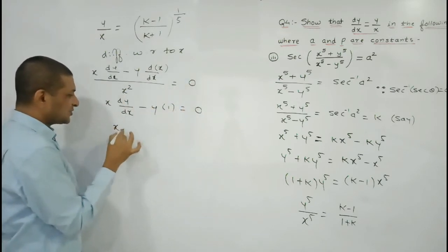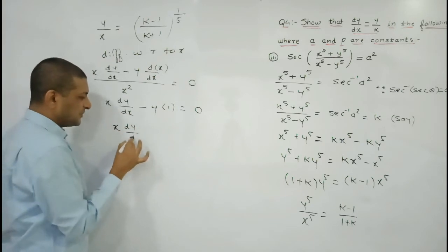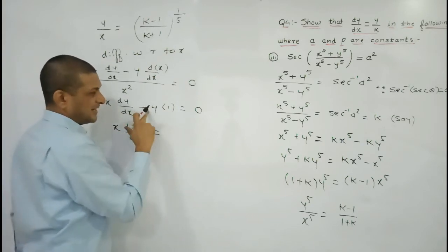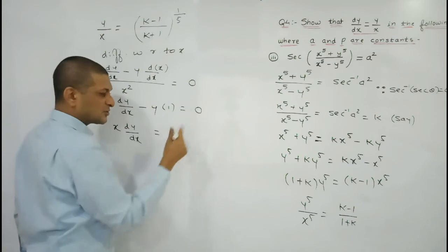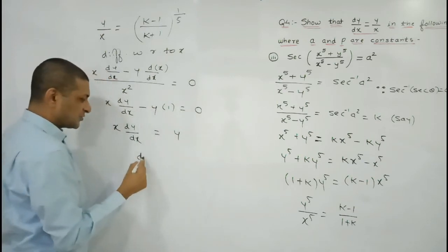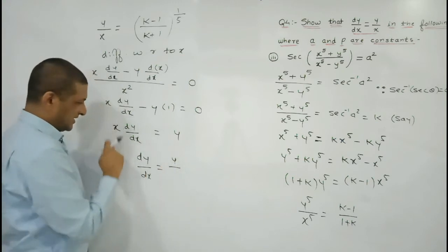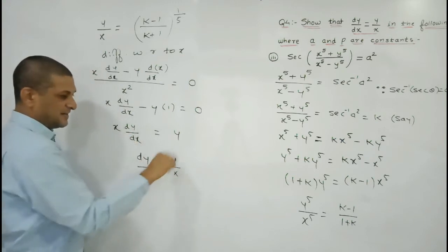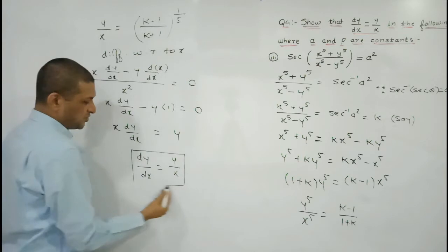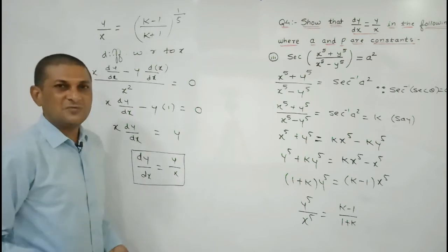So x into dy by dx, keep it as it is, equals minus y into 1, which is minus y, and on this side it will become plus y. So this implies that dy upon dx will be equal to what? y divided by x. x will get divided on this side. In this way, we have shown that the value of the differentiation will be equal to what?